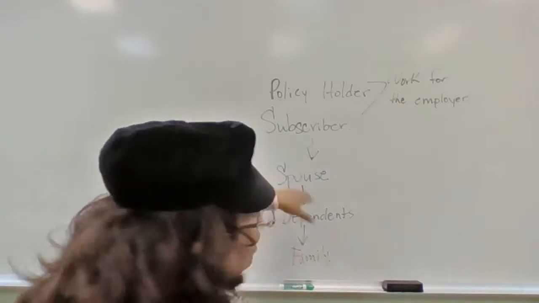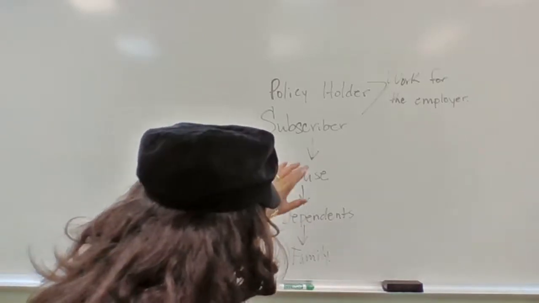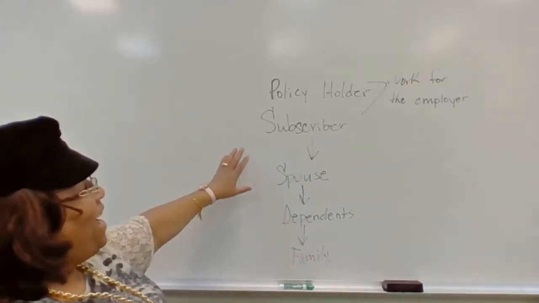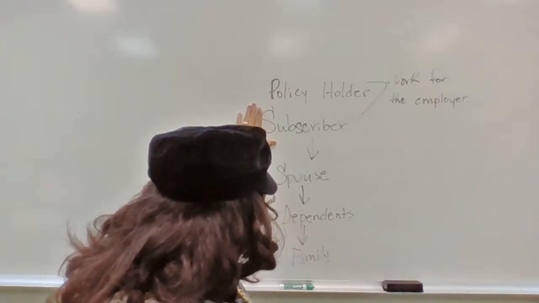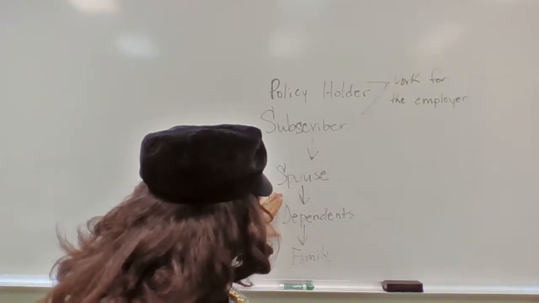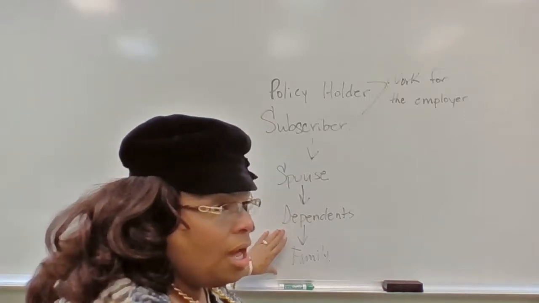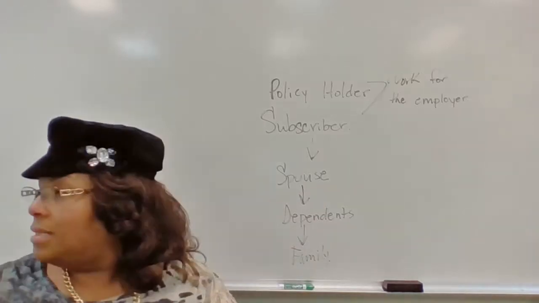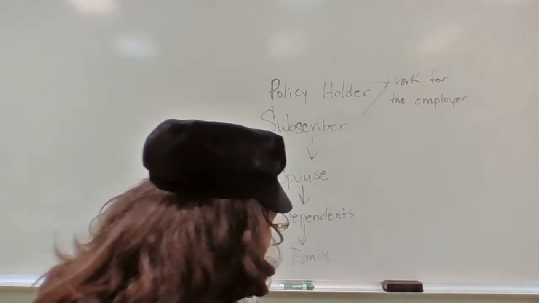Now, let's suppose Jimmy Ray married Sally Sue. Jimmy Ray and Sally Sue have 5 kids. And Jimmy Ray has insurance through his employer. So instead of saying, I got a spouse and some kids, it's going to be Jimmy Ray and the family. Family consists of spouse and children. Does everybody understand that? Spouse and children. Okay, very good.